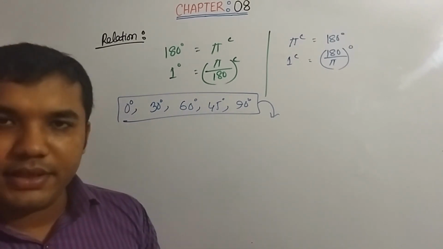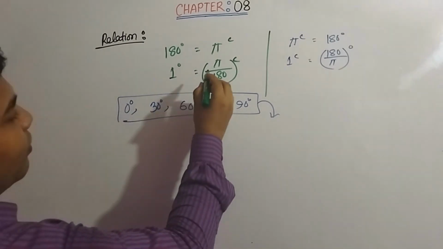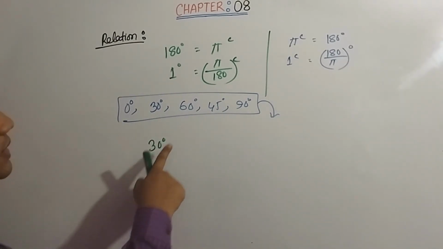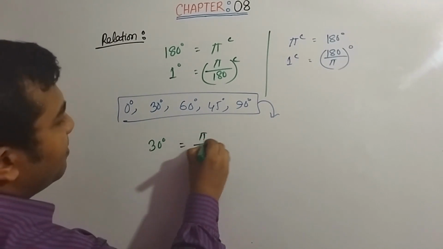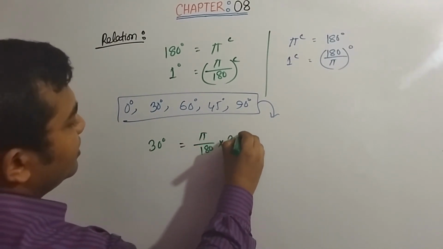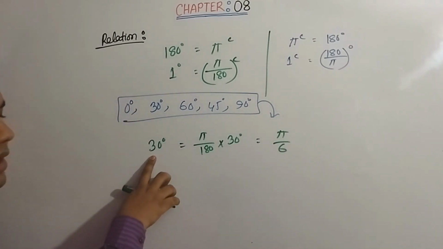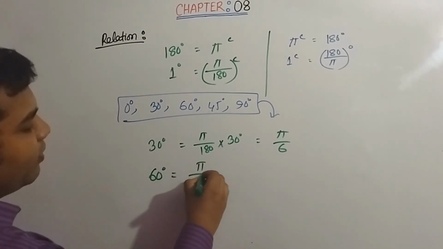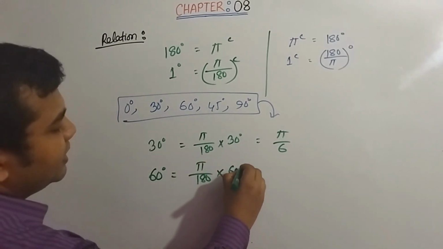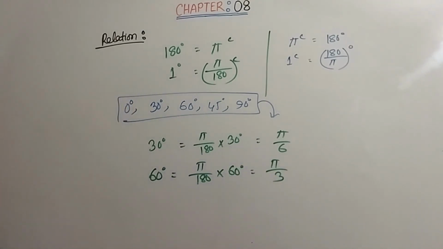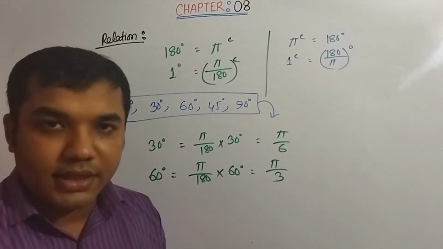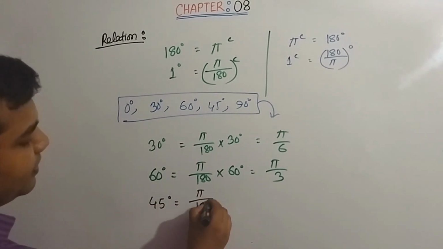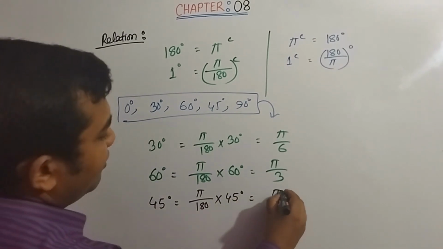So how can we do it? We have already known that 1 degree is pi by 180. So what about 30 degree? If we convert, it should be pi by 180 into 30, so it should be pi by 6. So 30 degree in radian should be pi by 6. 60 degree should be pi by 180 into 60, so it should be pi by 3, just cutting down this 2, we get this. So what about 45 degree? It is pi by 180 into 45, that is pi over 4.